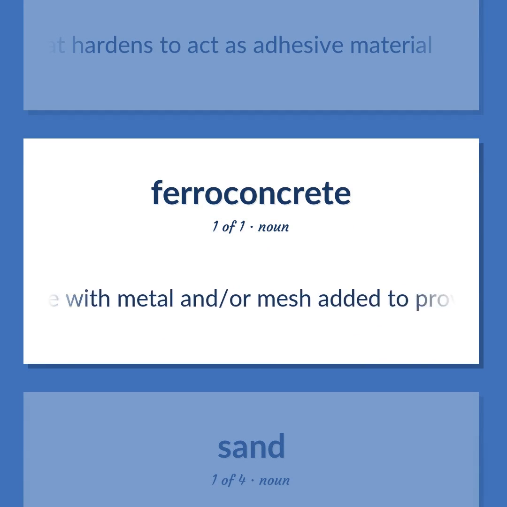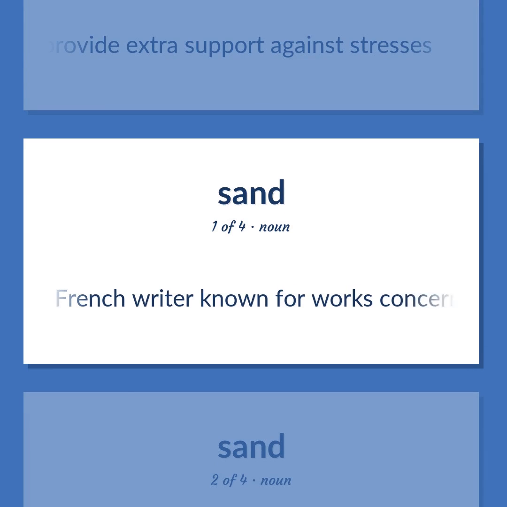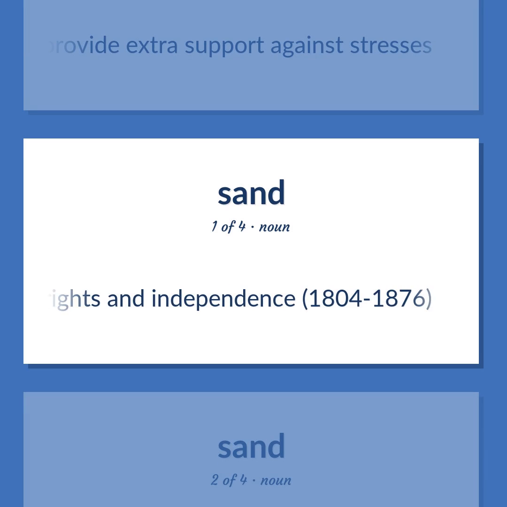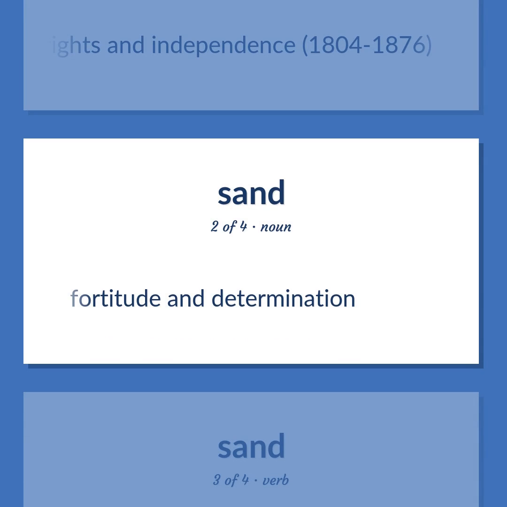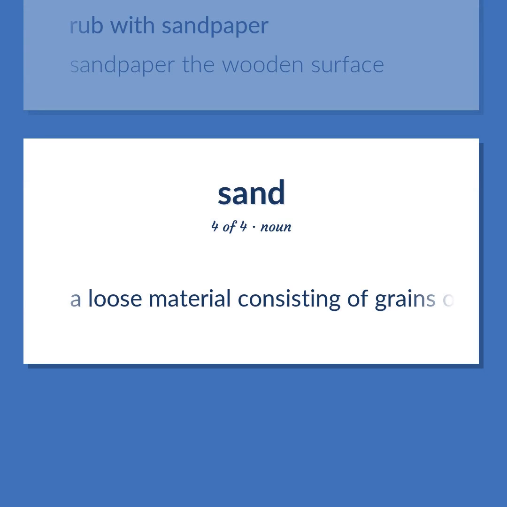Concrete with metal and or mesh added to provide extra support against stresses. French writer known for works concerning women's rights and independence, 1804 to 1876. Fortitude and determination. Rub with sandpaper. Sandpaper the wooden surface. A loose material consisting of grains of rock or coral.